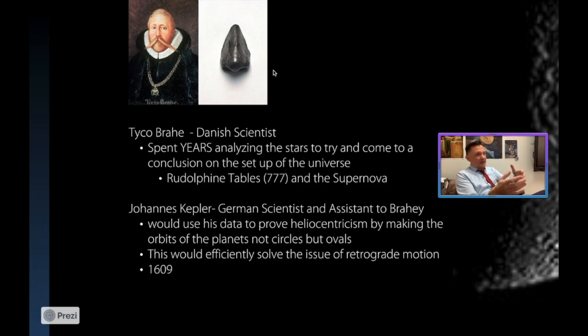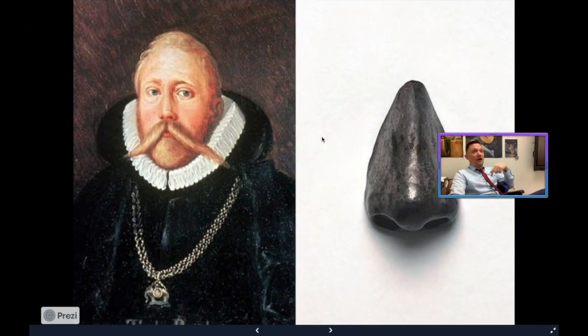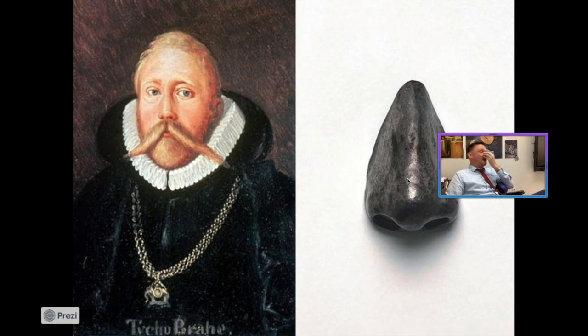He was very eccentric. He was actually missing the tip of his nose because he got it cut off when he was having a duel with his cousin about a math problem. That right there is his prosthetic nose that he would glue onto his face every day. And if he ever got frustrated or a little bit too drunk, he would sweat and then it would fall off into his plate and stuff like that.